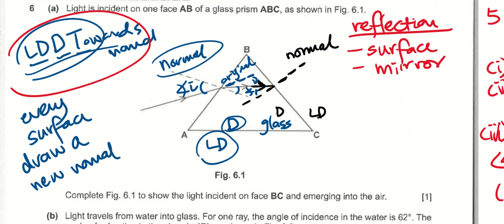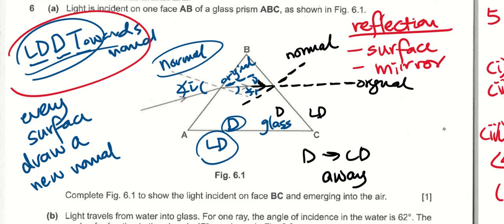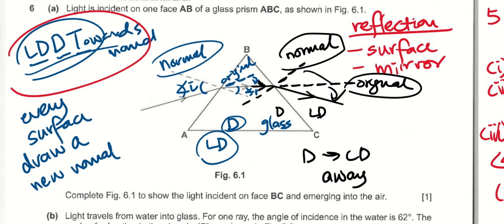So I've drawn the normal. I will also draw the original path as if there is no difference in medium. This is the original path. Okay, so it's going from denser to less dense. That means it must bend away. So it will have to be like that, right? Because this is original, it must bend away from the normal. Normal is here.